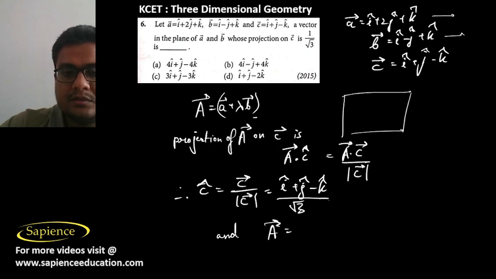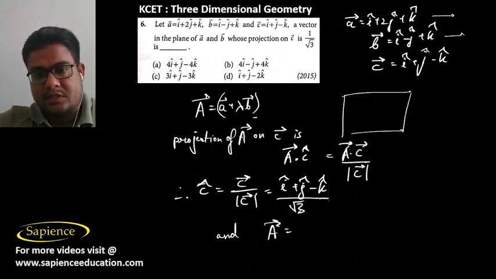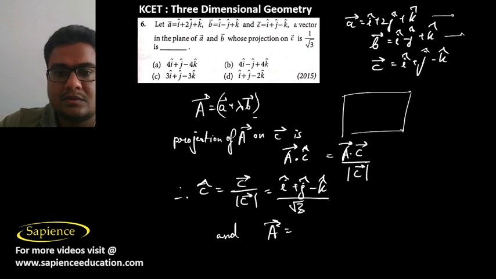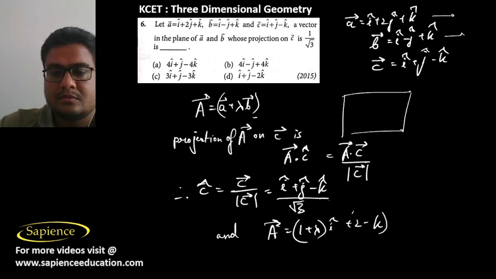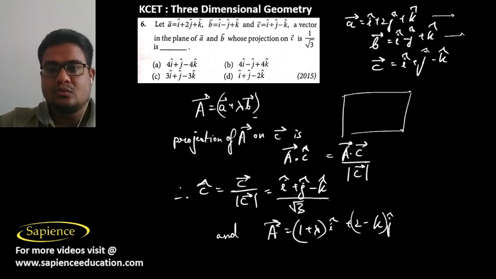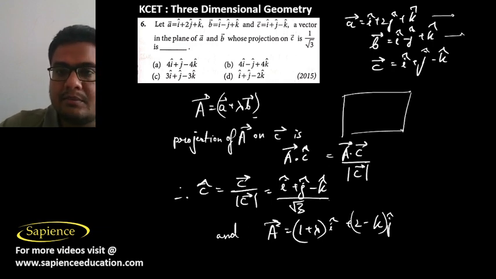And the vector is equal to A plus lambda B, that is (1 plus lambda) i cap plus (2 minus lambda) j cap plus (1 plus lambda) k cap.